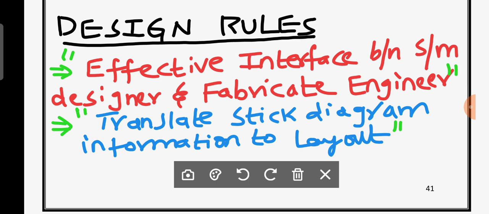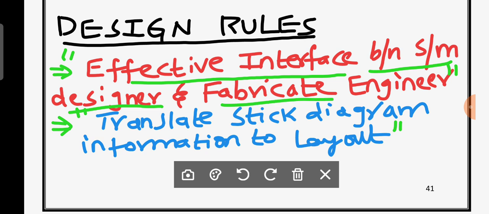If you observe, the design rules are effectively used to interface between the system designer and the fabrication engineer. That means if the system designer is ready with the blueprint of the design, that means the layout of the design, then it is very easy for the fabrication engineer to fabricate it. Is it clear? That is why the design rules are effectively used to interface between system designer and fabrication engineer.